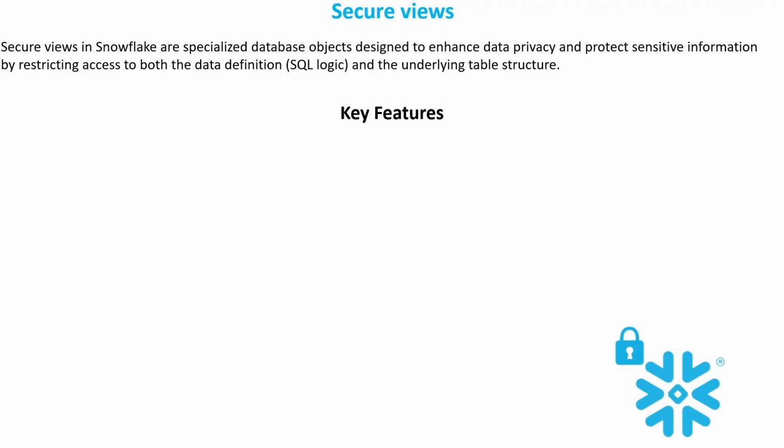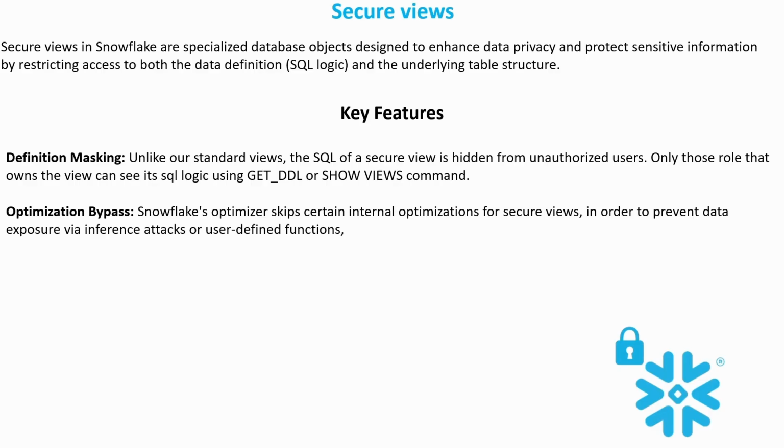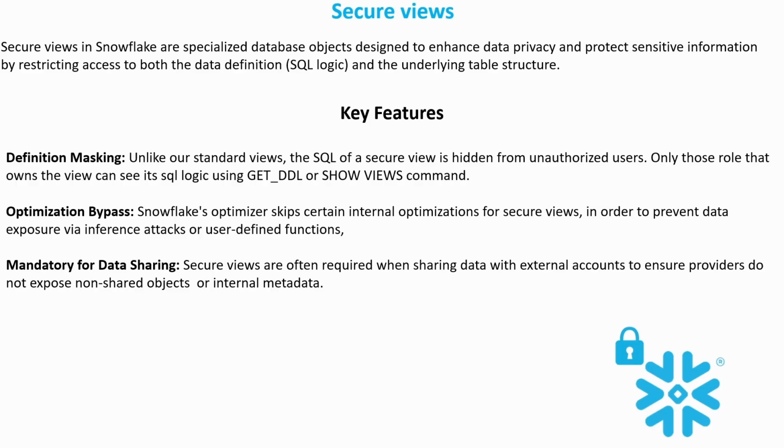If we talk about the key features, the first key feature is definition masking. Unlike standard views, the SQL of a secure view is hidden from unauthorized users. Only those roles that own the view can see its SQL logic using either the GET_DDL or SHOW VIEWS command. Second is optimization bypass. Snowflake's optimizer skips certain internal optimizations for secure views in order to prevent data exposure via inference attacks or user-defined functions. Third one is mandatory for data sharing.